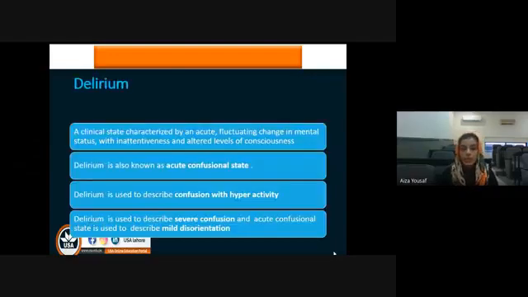Now, let's start with what delirium is. It is a clinical state that is characterized by acute fluctuating change in mental status with inattentiveness and altered level of consciousness. It is also known as acute confusional state. Delirium is used to describe confusion with hyperactivity. That's why we call it acute confusional state. Severe confusion will be described as delirium, while mild disorientation will be described as acute confusional state.